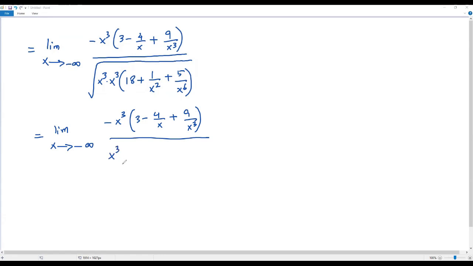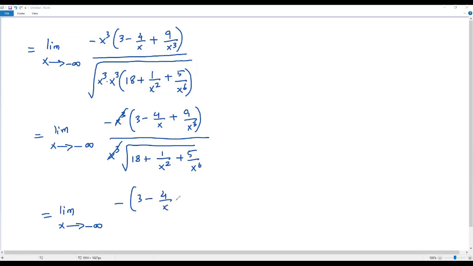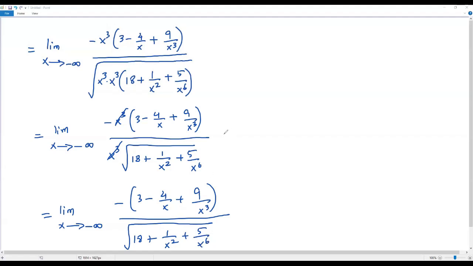Then one x cube will come out. Then inside the square root, we have 18 plus 1 over x squared plus 5 over x to the sixth power. So this x cube and x cube can be cancelled. Then I'm getting the limit as x extends to negative infinity of negative of (3 minus 4 over x plus 9 over x to the third power) over the square root of 18 plus 1 over x squared plus 5 over x to the sixth power. Okay, that's all the simplification we can do.